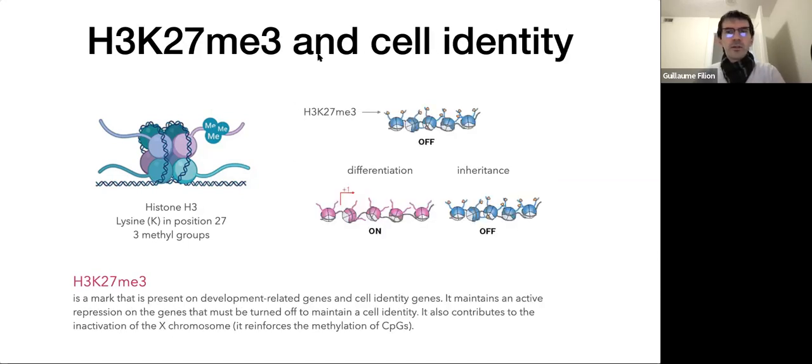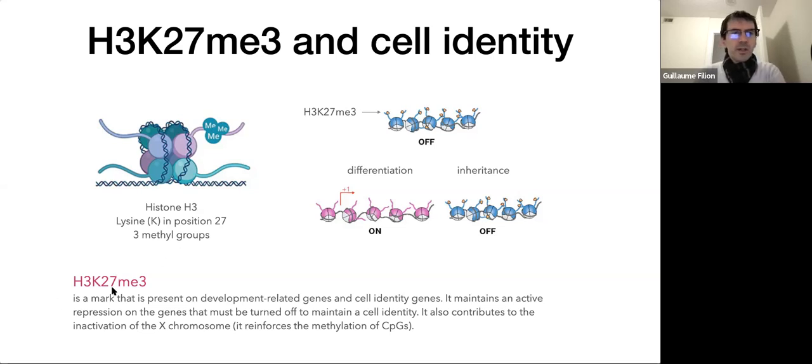Another modification of interest is H3K27Me3. So now we know the code. It means histone H3, lysine at position 27, and 3 methyl groups here. So the 3 methyl groups will be on the lysine at position 27.